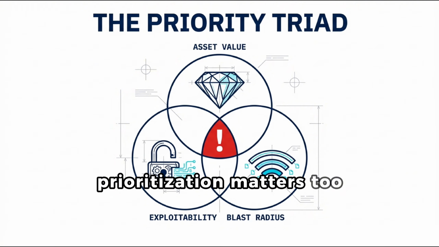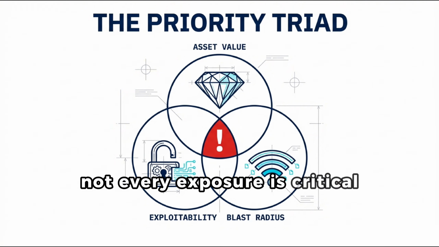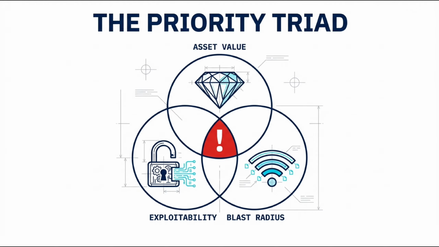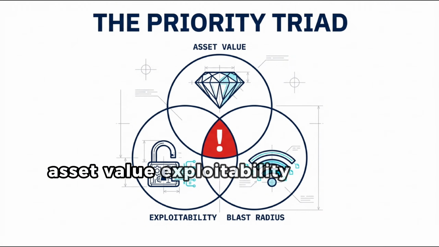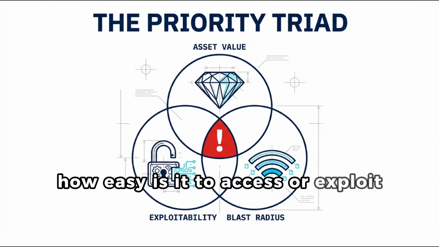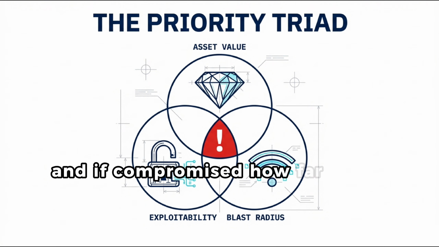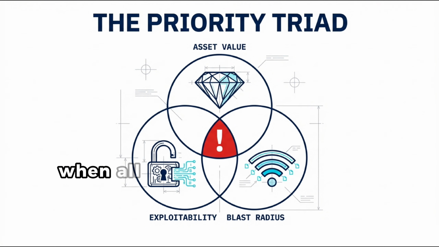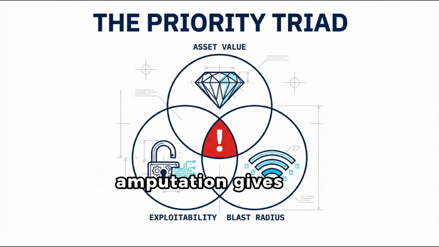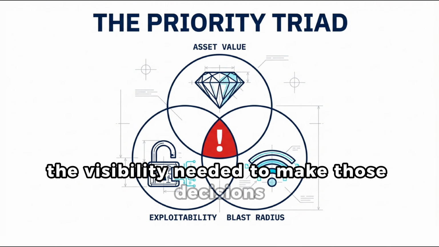Prioritization matters too. Not every exposure is critical. A useful way to think about risk is 3 dimensions: asset value, exploitability, and blast radius. How important is the system? How easy is it to access or exploit? And if compromised, how far could an attacker go? When all 3 are high, you fix it immediately. Enumeration gives you the visibility needed to make those decisions.